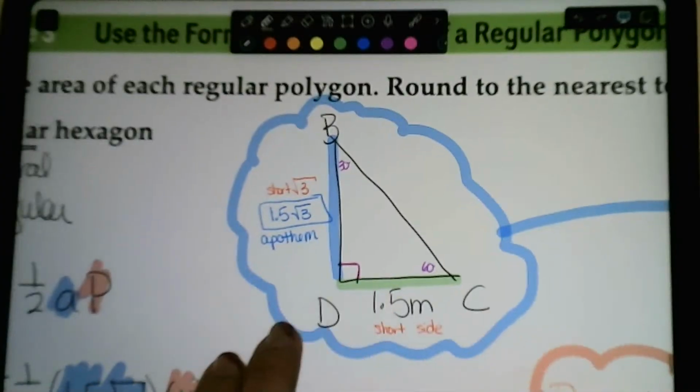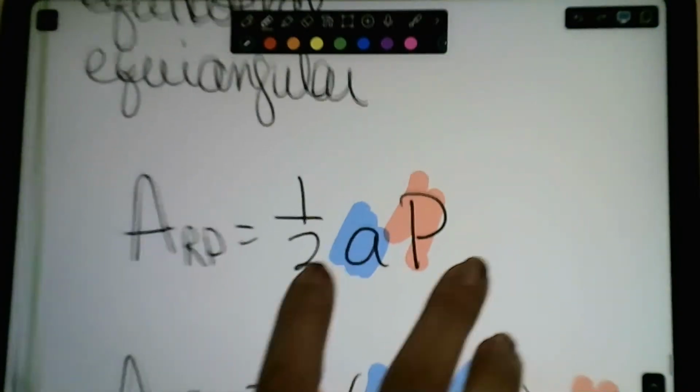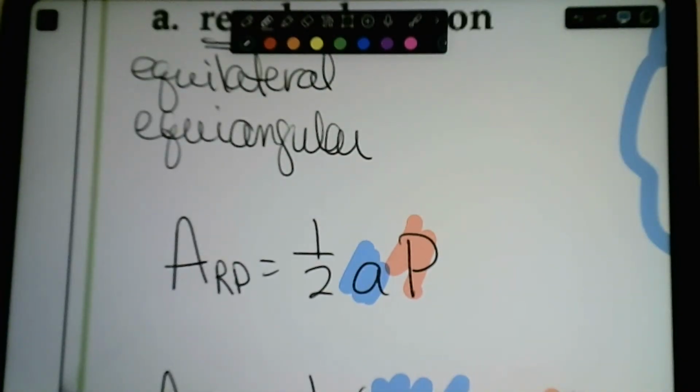Now that I have that measurement, I went into my area for a regular polygon. I put area, capital A, really big, and then a subscript. I give myself a symbol or an abbreviation of the thing I'm working with so I know what area formula I want, especially since the number of times in a day that I get interrupted, even by my own thoughts, is scary. So the RP in this case stands for regular polygon. So area of regular polygon equals 1/2 apothem times perimeter.